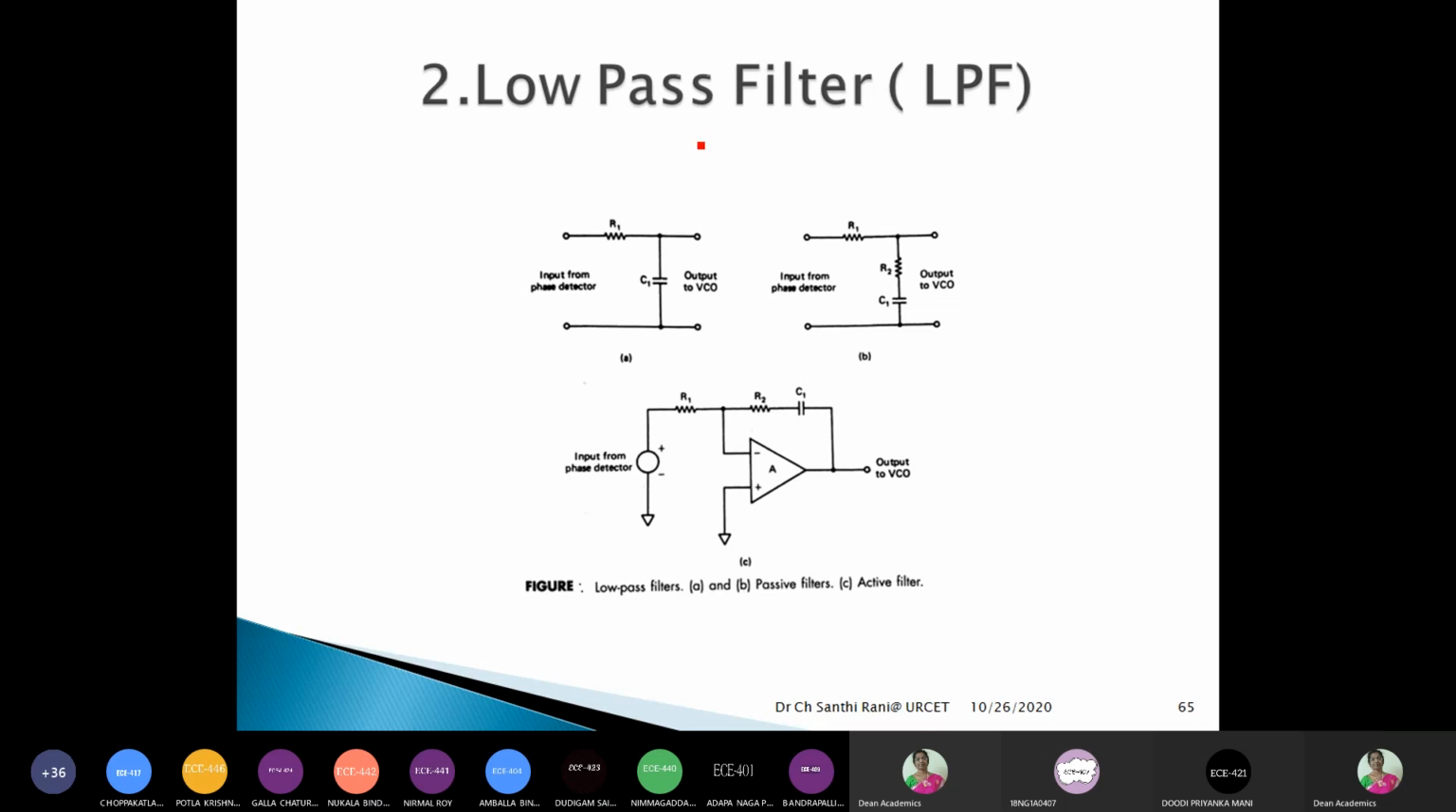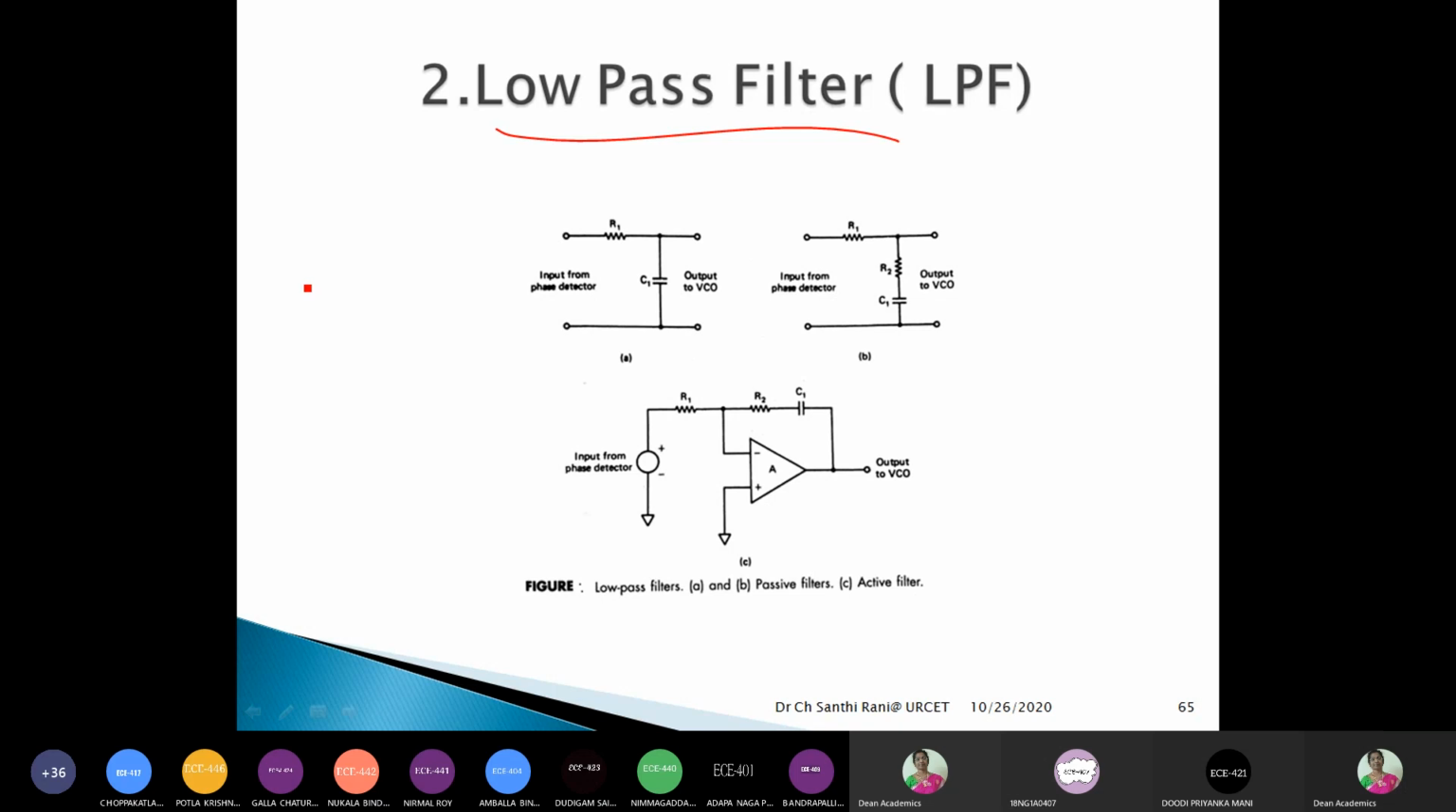Then what is block 2? Low pass filter. So we know about the low pass filter. The basic block diagram of PLL has 3 blocks. One is the phase detector, the second is the low pass filter, and the third is the voltage controlled oscillator. Just now we have seen the phase detector. While explaining, you have to include all these, otherwise you will be losing marks.